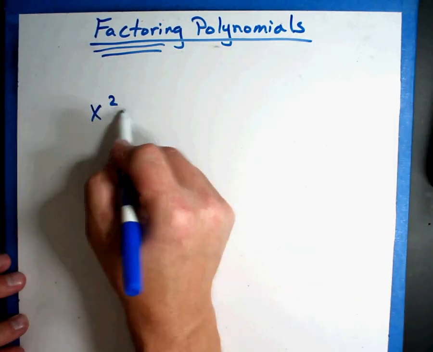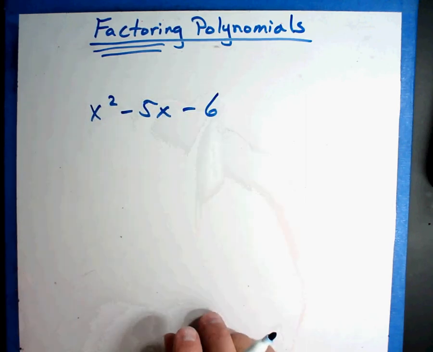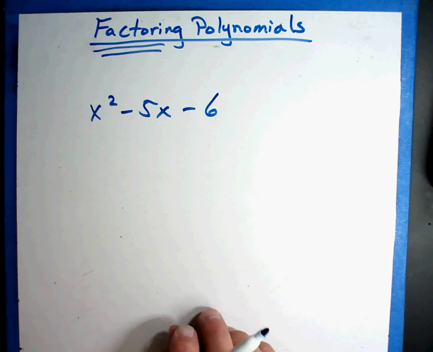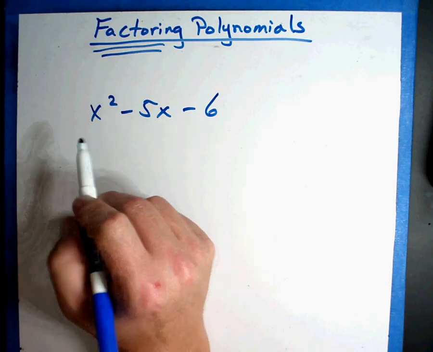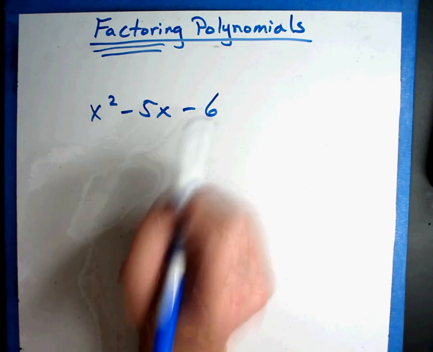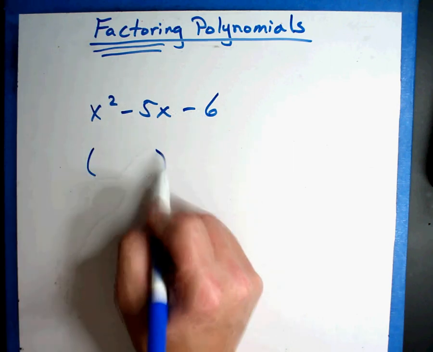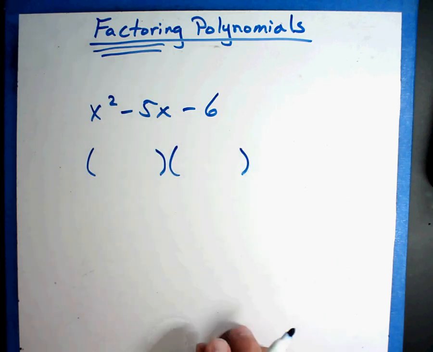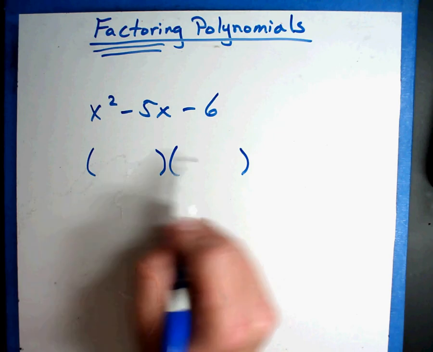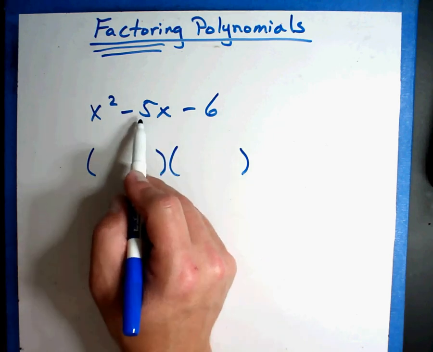X squared minus 5x minus 6. Now, when you look at this one looks completely different. There's not a number that comes out of all of them, and there's not an x in all of them. Okay, so how do you factor this? Well, what we're going to do is we're going to figure out what things could I have multiplied together that would have given me this.